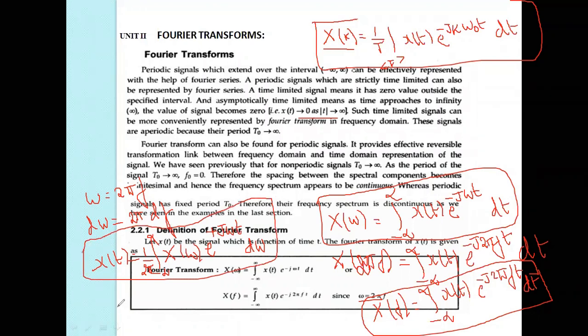So in terms of the normal frequency, the f value, x of t is equal to 1 by 2 pi. Here omega becomes 2 pi f into t in the exponent, and d omega is now 2 pi f into df. So here the 2 pi gets cancelled. Finally, x of t becomes the integral from minus infinity to infinity of X of f.